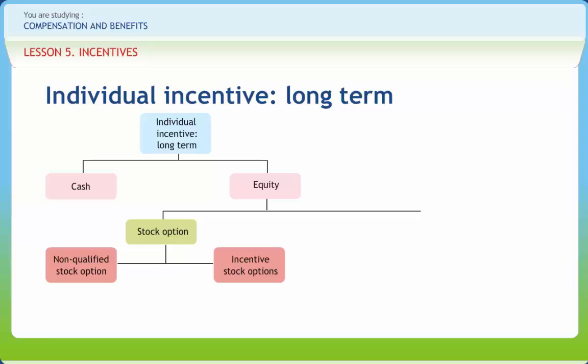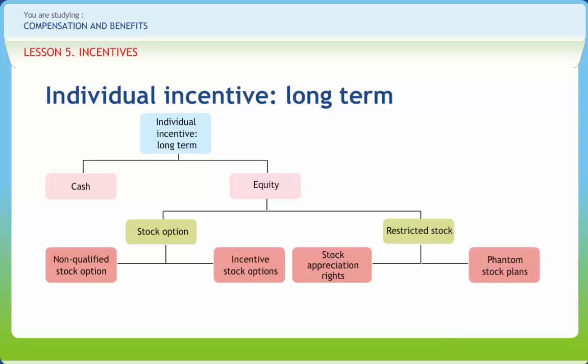ISOs are considered executive friendly. If all statutory requirements are met, any income received upon exercise will be treated as a capital gain. Restricted stock awards are outright grants of stock for cash or nominal cost to the executive with specific restrictions on sale, transfer, and pledging. SARs are rarely used and differ slightly from phantom stock and stock options.